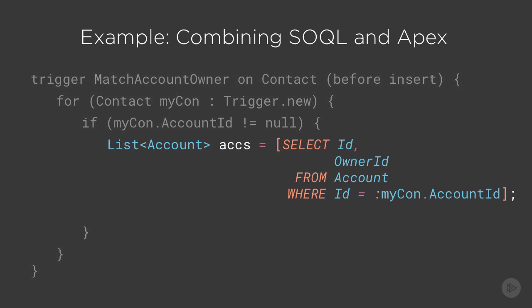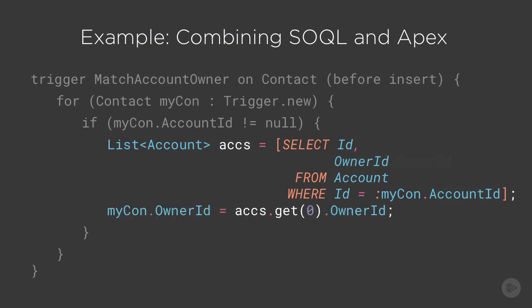There are two possible ways to do this, each equally effective. One way is to write a query on the account table and make sure the account ID is the same as the contact's account ID. This query includes the owner ID field in it because later on we'll need to reference that value. We expect this list to have exactly one account result because IDs in Salesforce are unique.